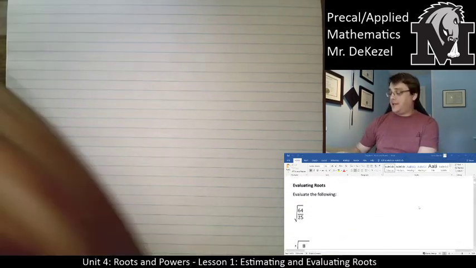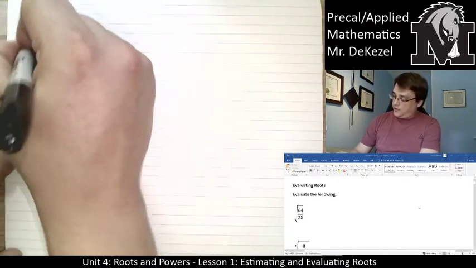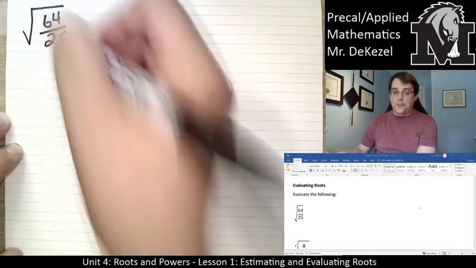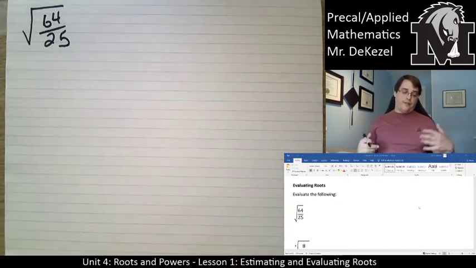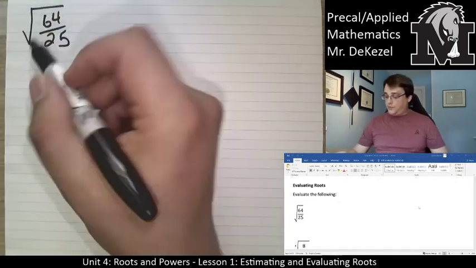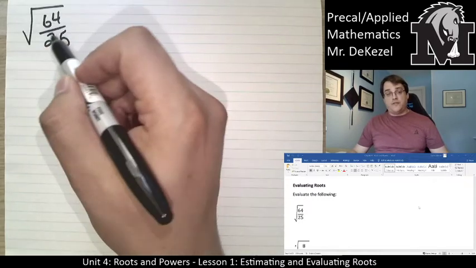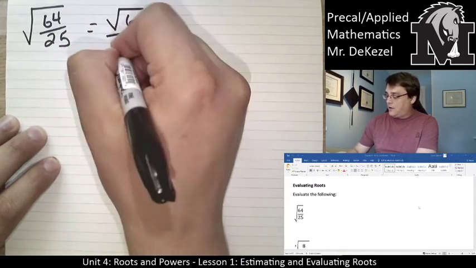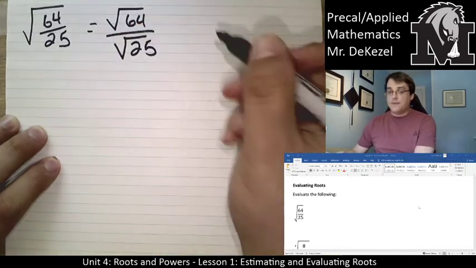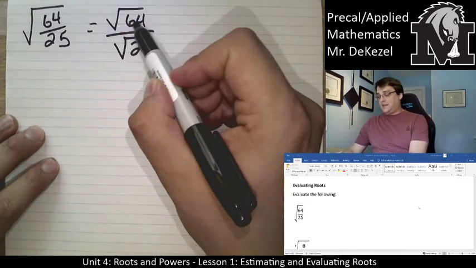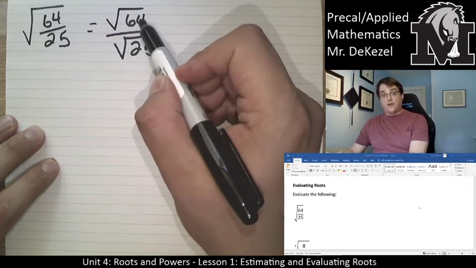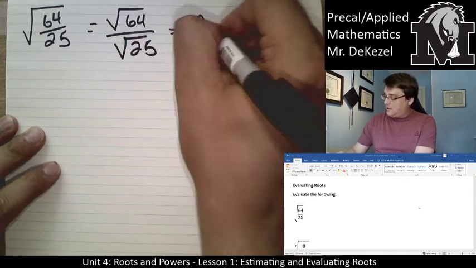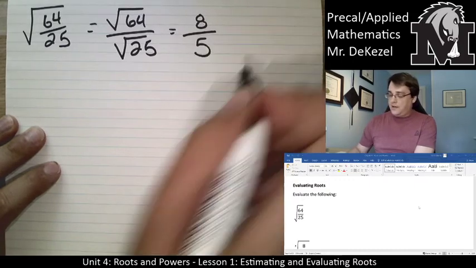So evaluate the following. We've got the root of 64 over 25. And whenever we have the root of a fraction, we can break that up. The root will apply to both of these. So we can actually write this as the root of 64 over the root of 25. And we know that the root of 64 is 8. 8 times 8 gets the 64. So that would be 8 over the root of 25, which is 5.